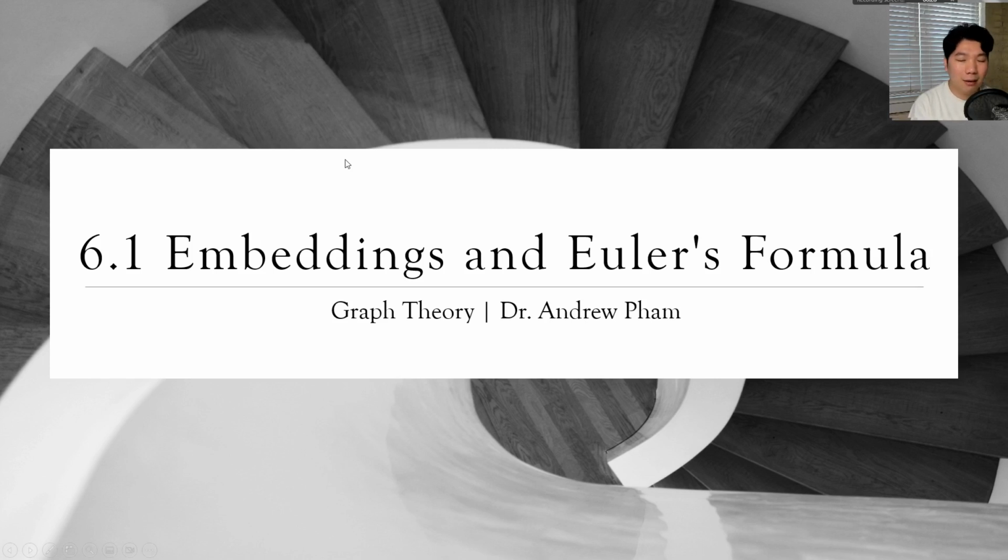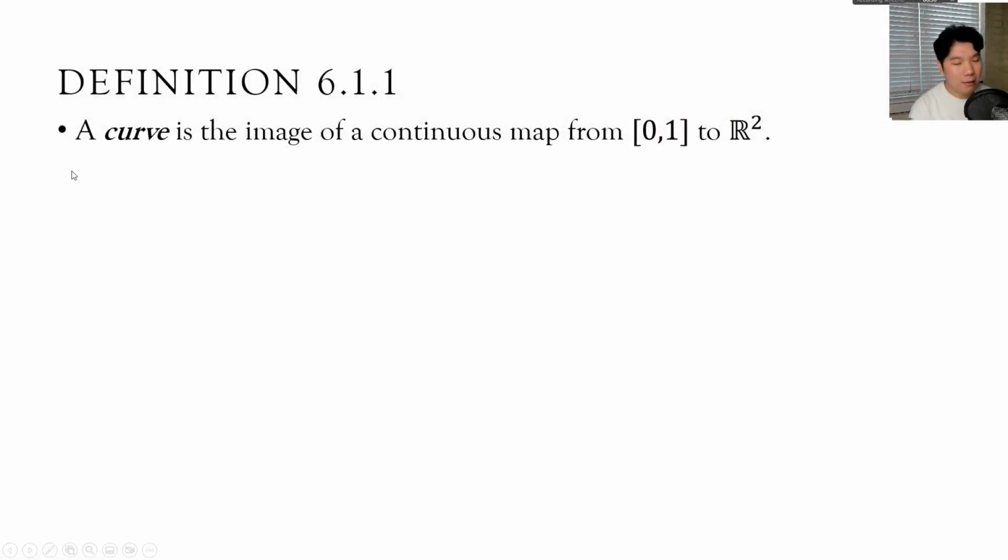So, to start us off today, before we even talk about the definition of a planar graph, it's important that we have some background on this. So our first definition for today: a curve is the image of a continuous map from [0,1] to R squared, or R2, however you want to say it.